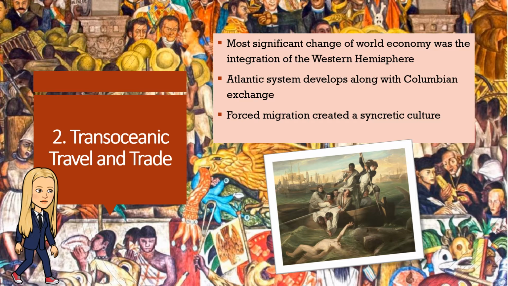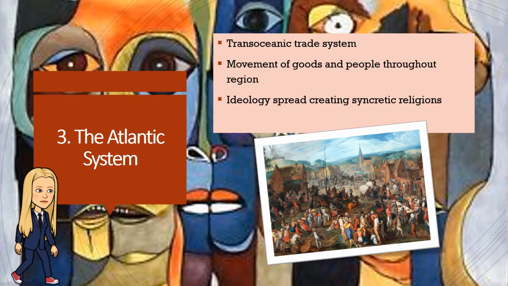The result was the Columbian Exchange, a biological exchange of crops, animals, people, and diseases between the Eastern and Western Hemispheres. The Columbian Exchange had wide-ranging effects on both hemispheres. It also caused the development of a transoceanic trading network called the Atlantic System. The Atlantic System was made up of the regions of Western Europe, Western Africa, and the Americas, and involved the movement of goods and people among those regions.